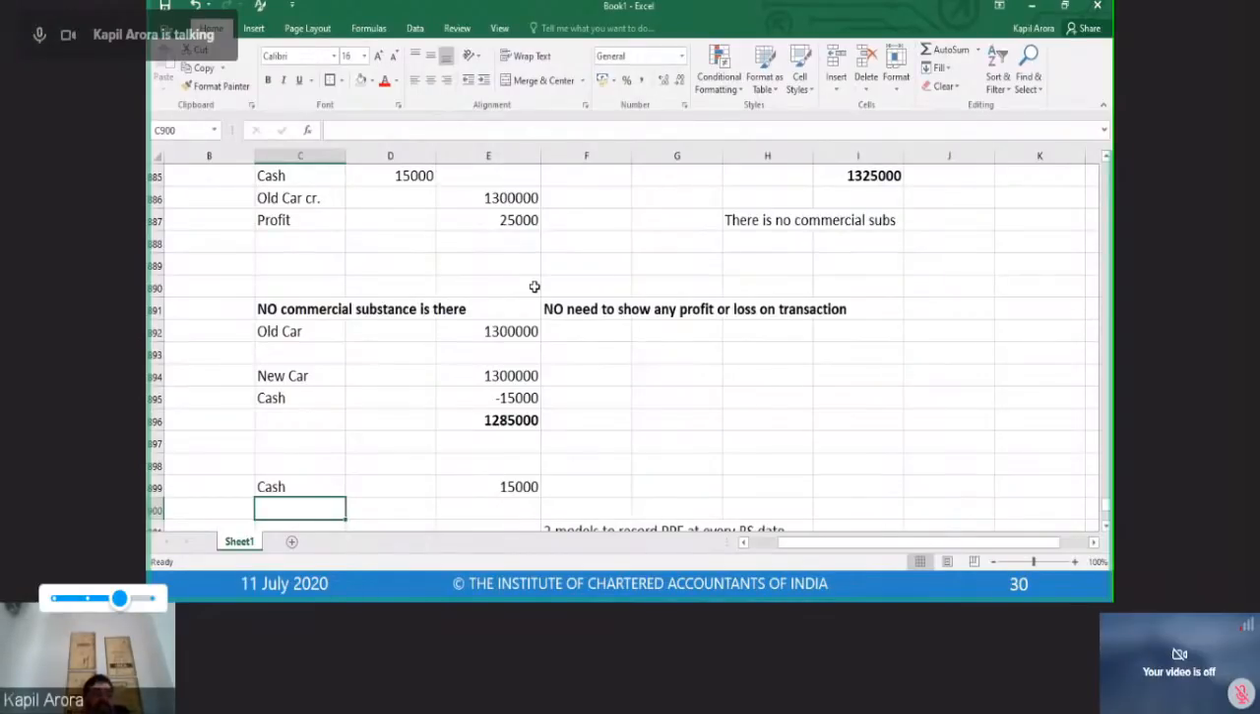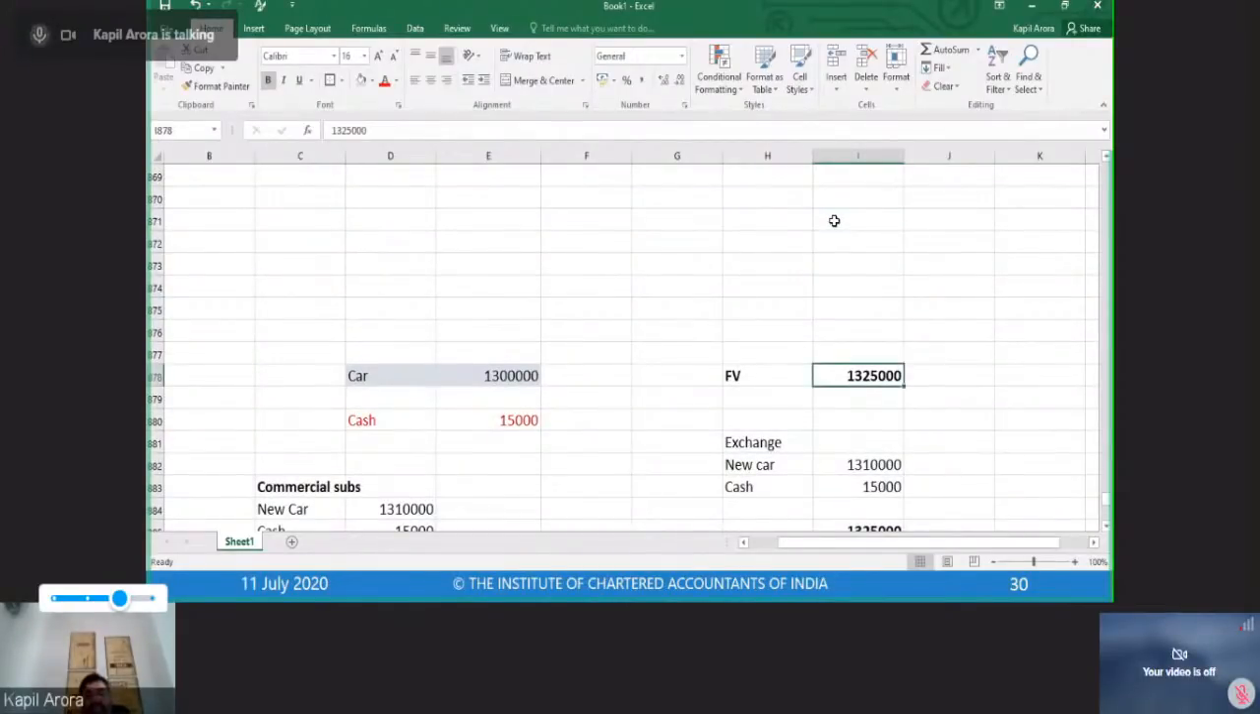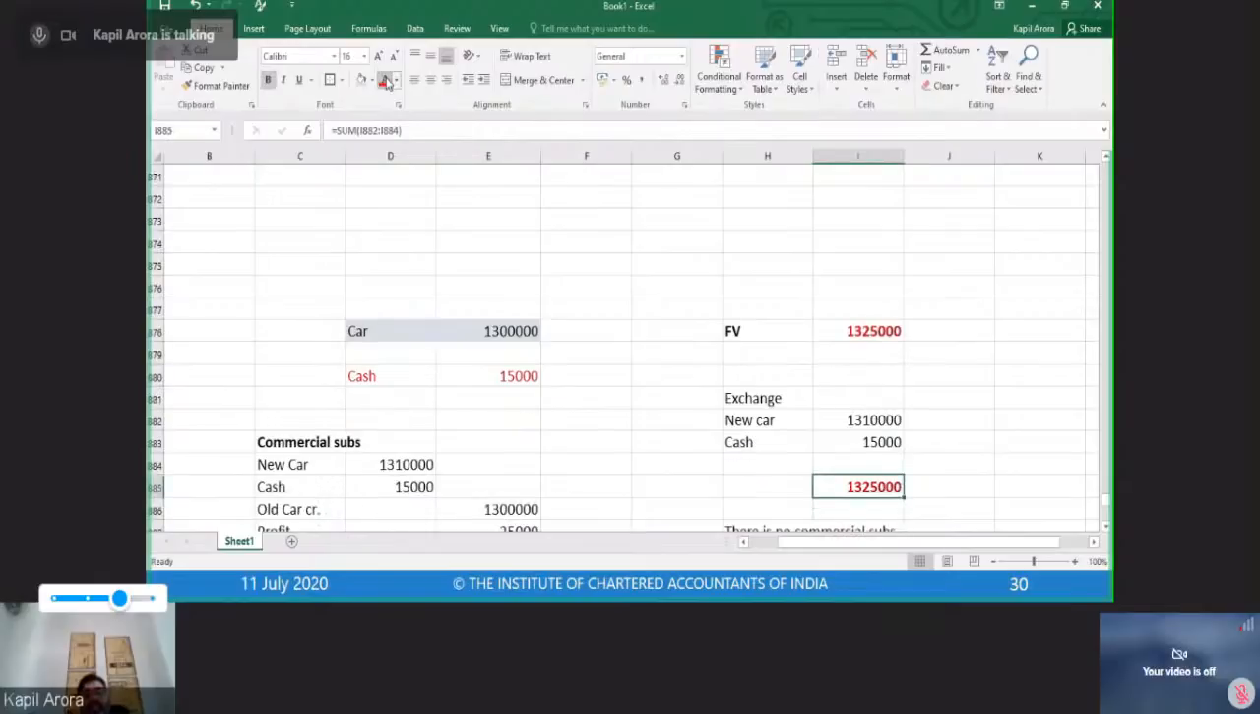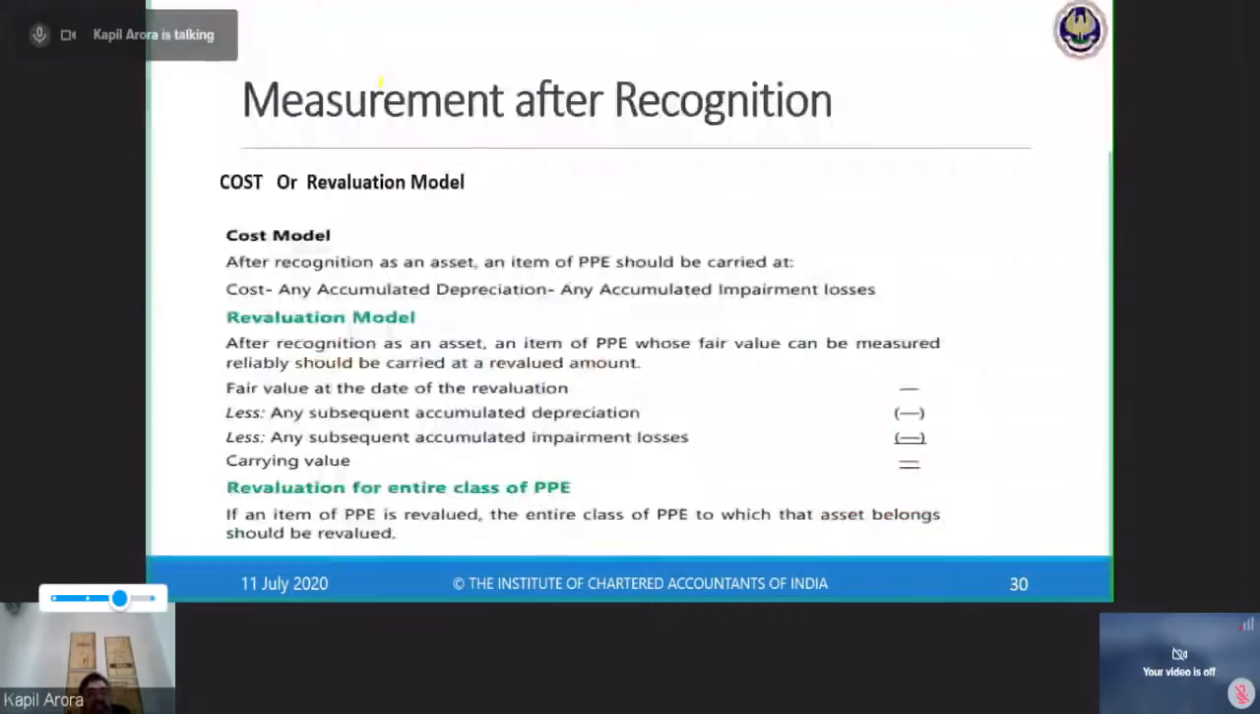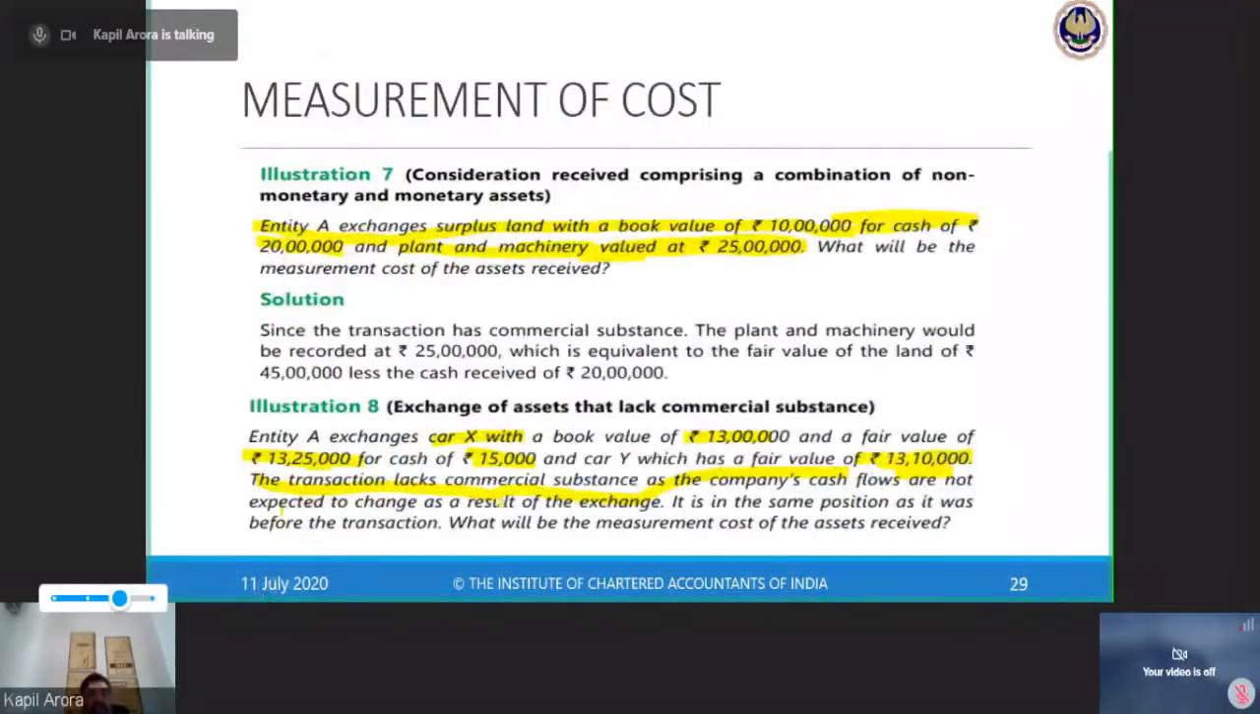So no commercial substance means that the fair value of this is 1325 and fair value of this is 1325. Why we are saying that? Because here the new car and the old car, the value difference is just 15,000, which I am paying in cash. And something which we have understood, again I am highlighting with different colors, something which is mentioned here as per the question.